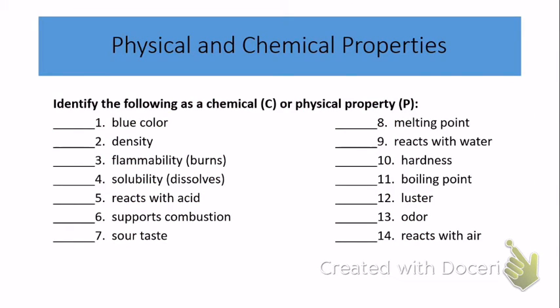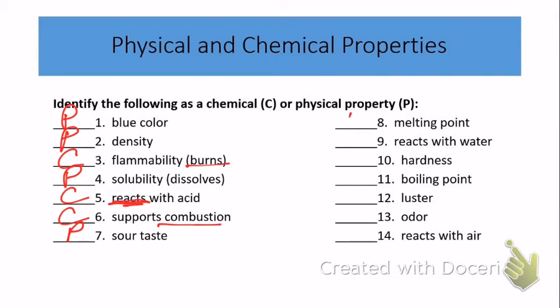All right, let's take a moment and see if we can classify these particular properties as chemical and physical. We'll put a C for chemical and a P for physical. So for instance, a substance is blue in color. That would be physical. Density, physical. Flammable, it burns, so it's going to be chemical, it's going to change the substance. Solubility, dissolves, that's just going to be physical because it doesn't actually change the substance's identity. Reacts with, whenever you see the words reacts with, you know it's going to be chemical because it's going to change the substance into something new. Supports combustion, that would be like burning, so that's chemical. Taste sour, taste is physical.